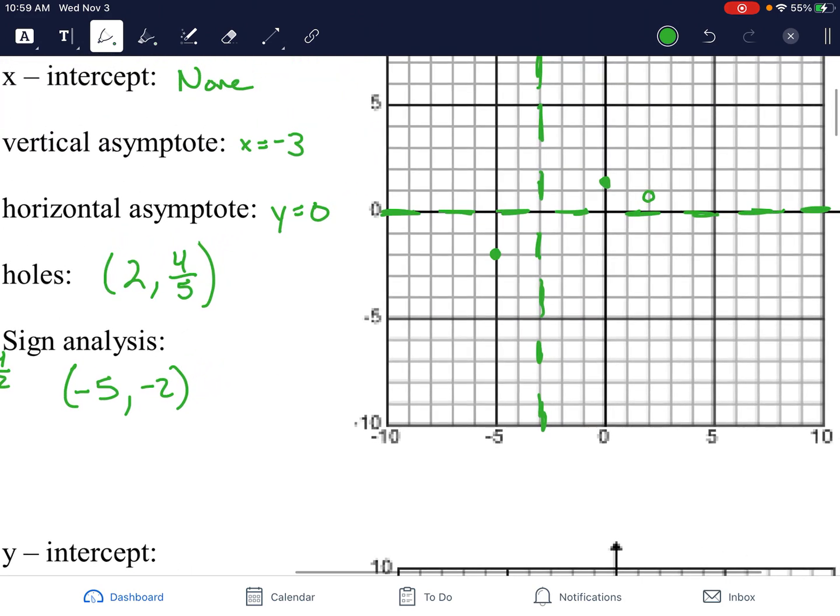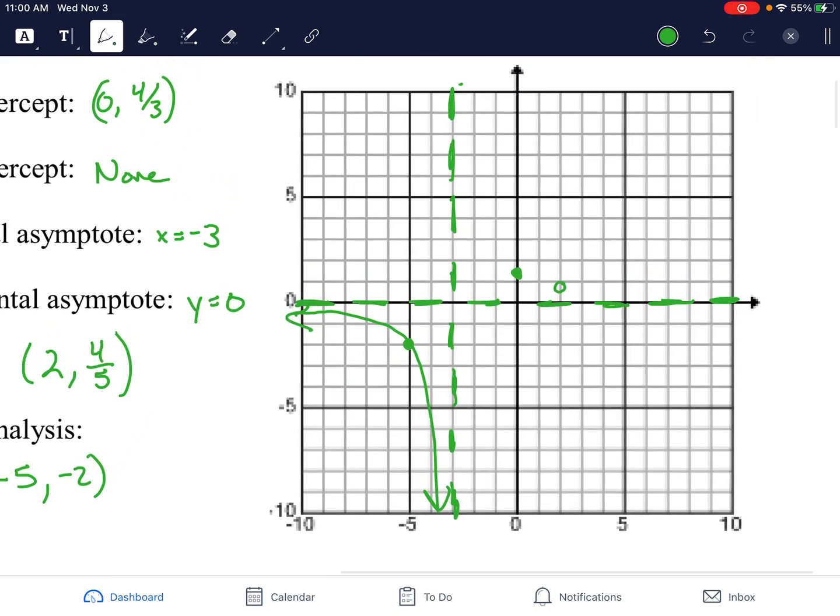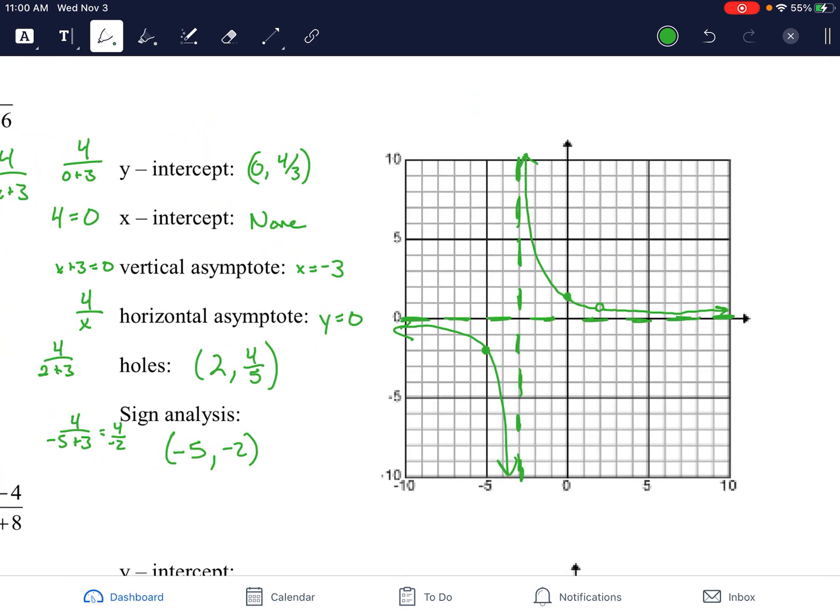Right? And now that we have points on both sides of the asymptotes, we can just graph using the asymptotes as our borders. So there's the first one. Second part, making sure that your graph does not go through the hole, it just goes around it. And there's your first graph. So that's all the stuff that we have for it.